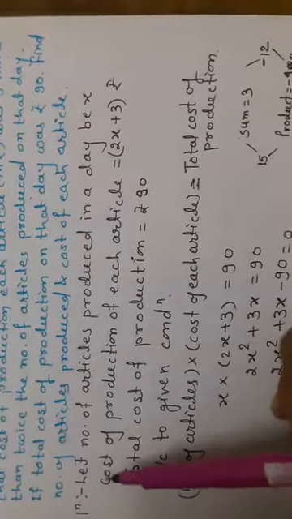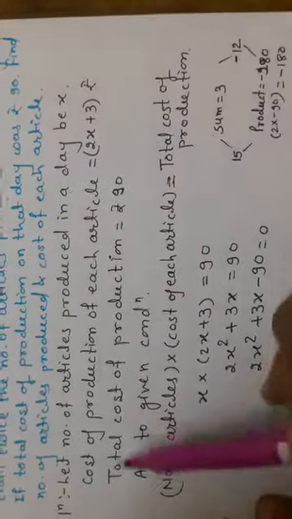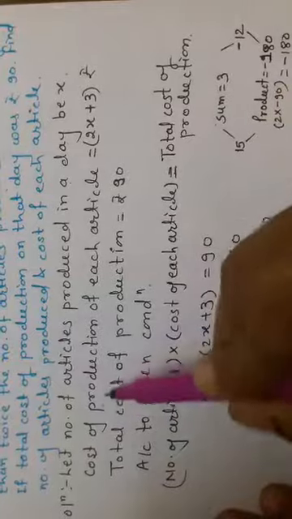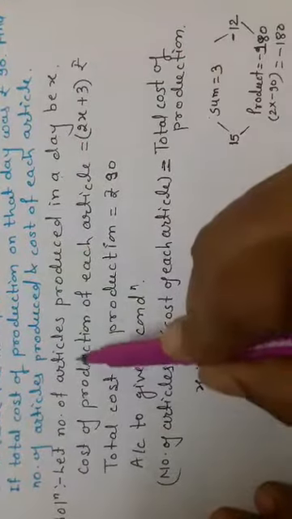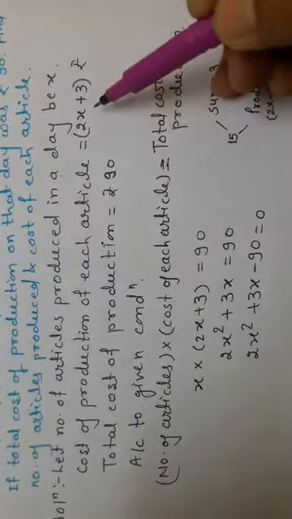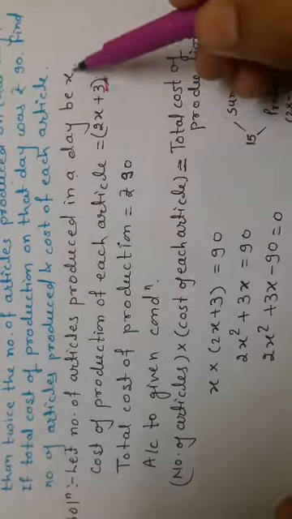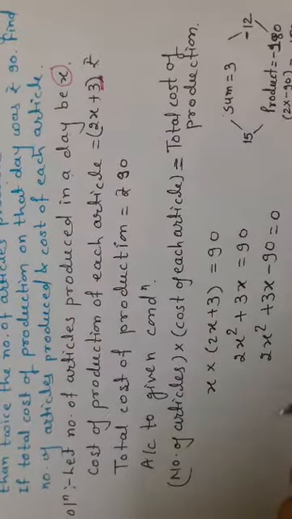So what we will do here: let the number of articles produced in a day be x. So what is the cost of production of each article? We have to find the cost of production of each article. They have said 3 more, means plus 3, and twice the number of articles. What is 2 times x? It is 2x plus 3, this is in rupees.